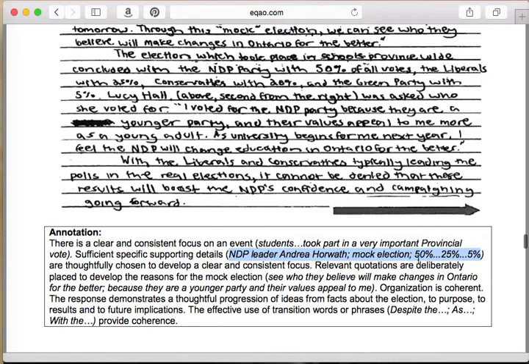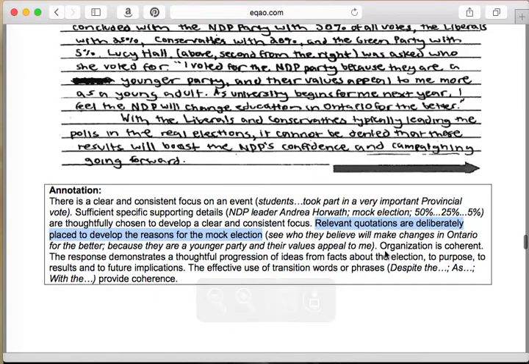Again, using facts and figures is always a good idea to improve specificity, including relevant quotations, which are deliberately placed to develop the reasons for the mock election. And also the organization is coherent. The response demonstrates a thoughtful progression of ideas from facts about the election to purpose, to results, and to future implications. So this sentence here, it really refers to that inverted triangle that we were talking about before.